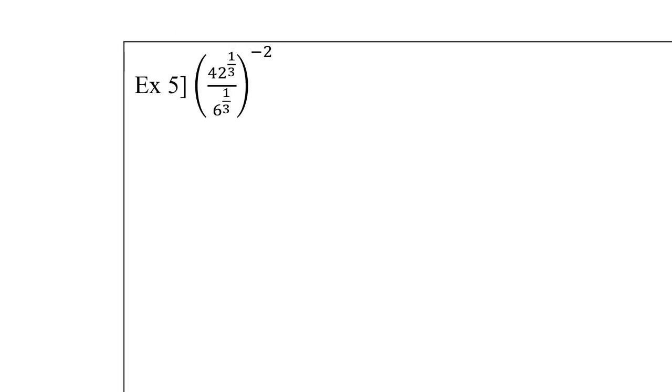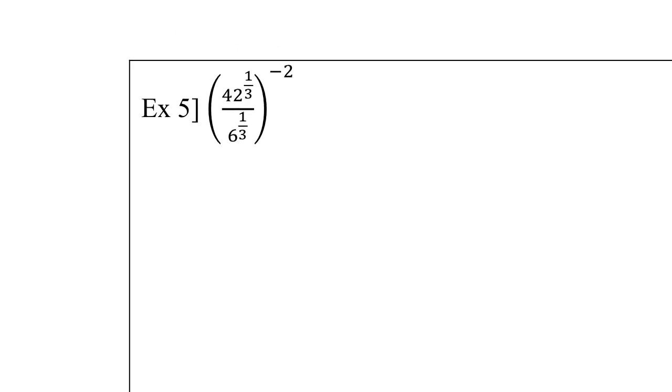Let's get into the more complicated examples. So I have 42 to the 1/3 divided by 6 to the 1/3, all to the negative 2 power. So I know that these aren't the same base, but I do see that they have the same exponent. So I can actually take that exponent and put it back on the outside of a set of parentheses. Then of course I still have all of this to the negative 2.